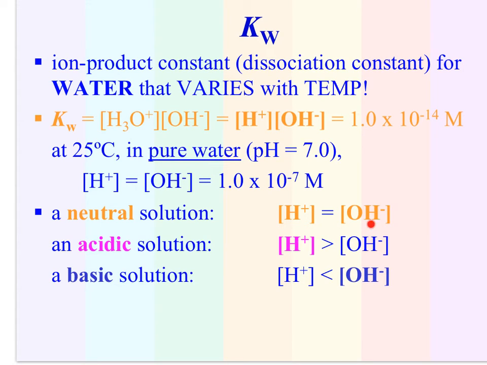Okay, so a neutral solution is going to have equal concentrations of H plus, or hydronium ion, and OH minus. An acidic solution is obviously going to have more H plus, or more hydronium ion. And a basic solution is obviously going to have more hydroxide ion than hydronium ion. We can use this relationship right here to calculate concentrations of our hydroxide or hydronium ion, and subsequently figure out if we have an acidic, basic, or neutral solution.